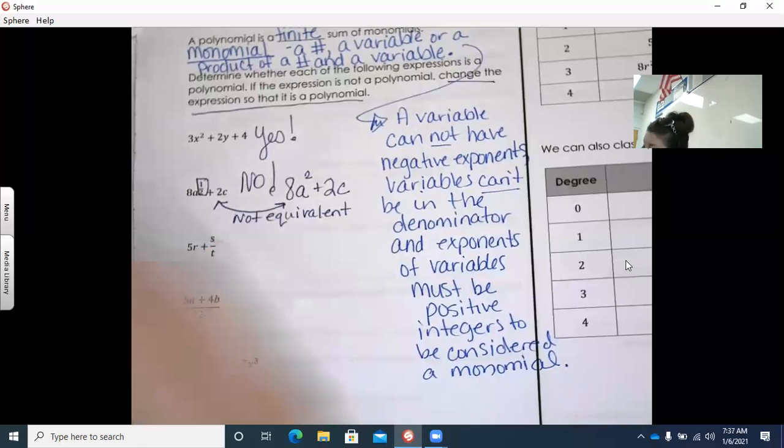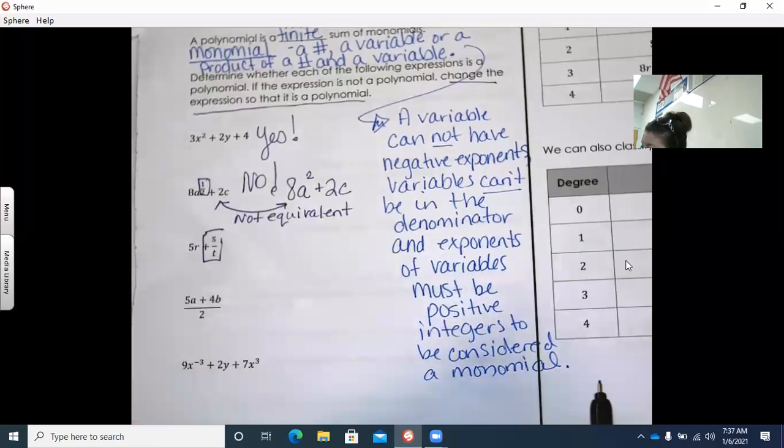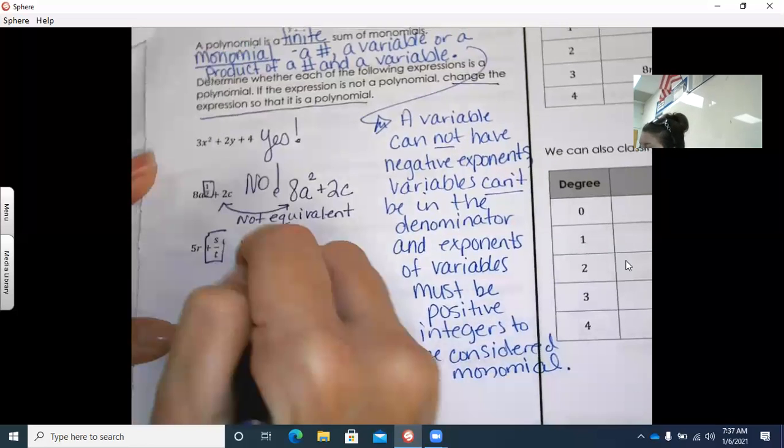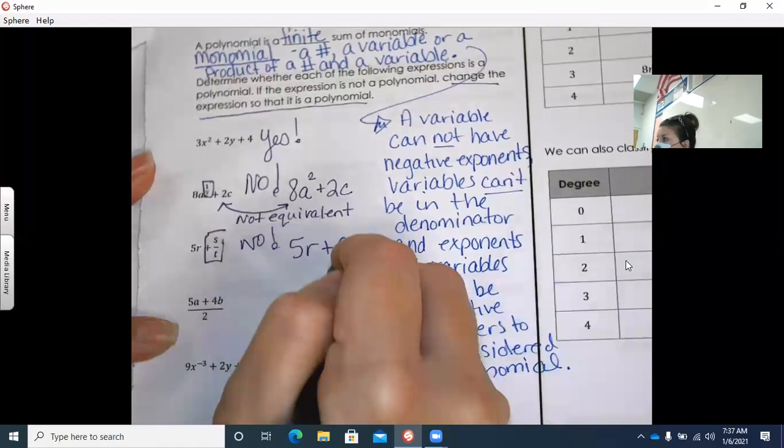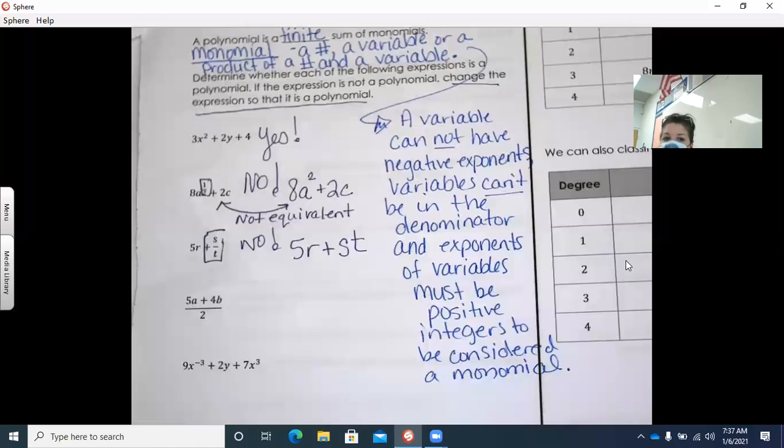So we're going to say, no, it's not a polynomial. And we could change that to 5r plus, if we said st, is that okay? Product of two variables, that's fine. Again, they are not equivalent.